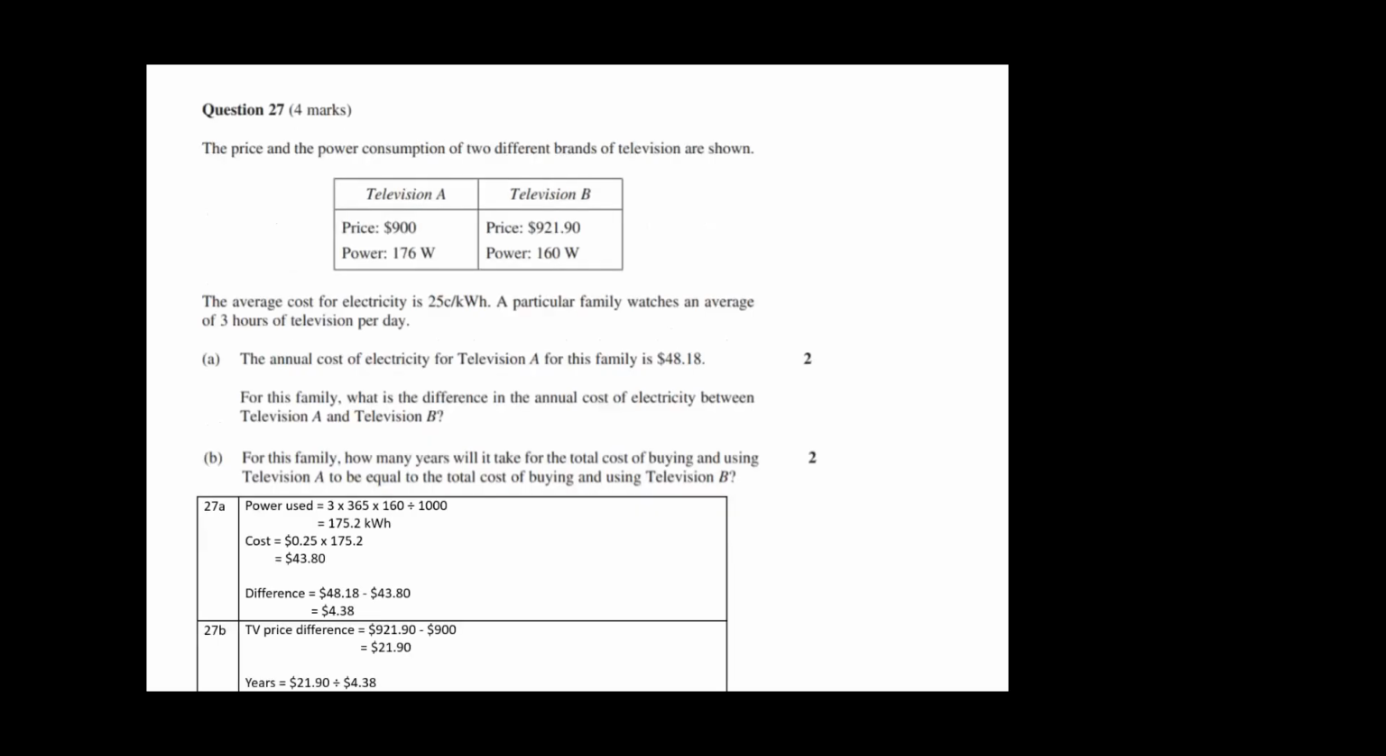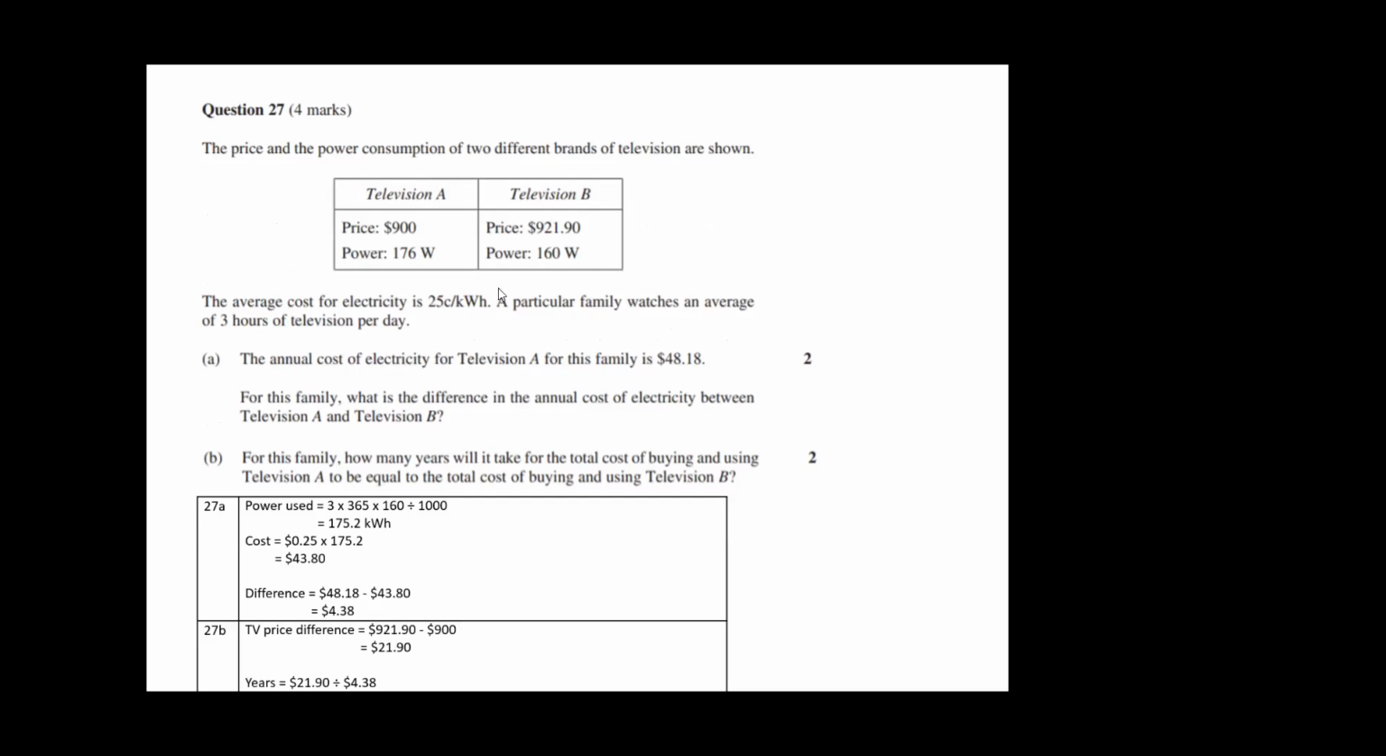So the question gave a table with television A and television B, gave the price and different power usage for those TVs. The cost was given in cents per kilowatt hour, and it gave how many hours a day on average the TVs were used.